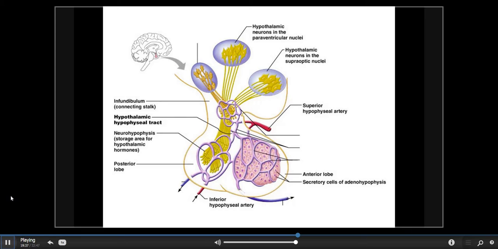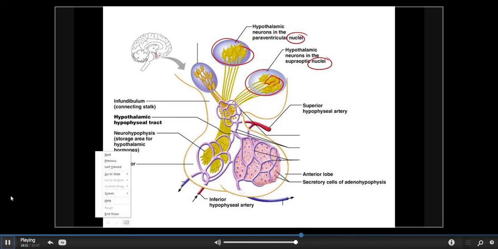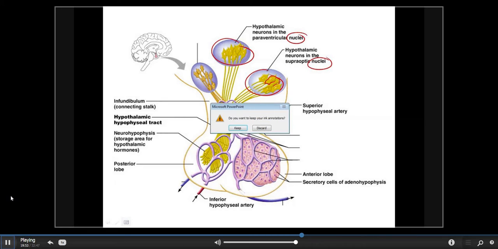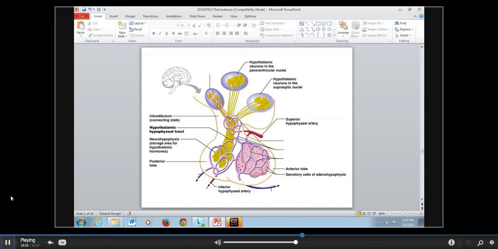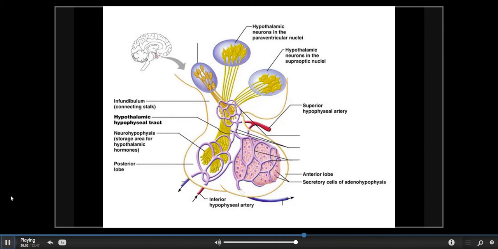So here you have a couple of nuclei, your supraoptic nucleus and your paraventricular. These nuclei, as you can see, have rather large nerve cell bodies, large perikarya, and these are responsible for their hormonal substances to be transported through these axons here.